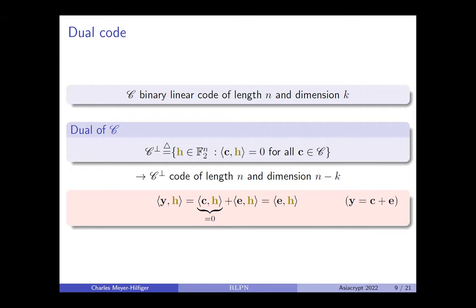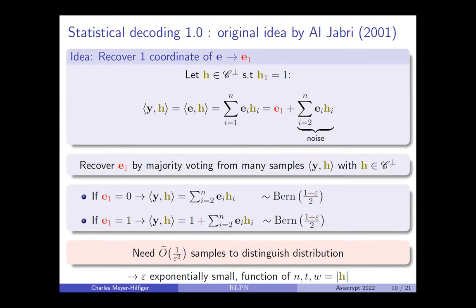And so here, what you can see is that if you have a noisy codeword y, so you don't know C, you don't know E, and you compute the dot product of y and h, h being a parity check, you have that it is equal to C dot product h plus E dot product h, which is equal to E dot product h, because the first term cancels out, as C and h are orthogonal. And so statistical decoding will make use of that remark.